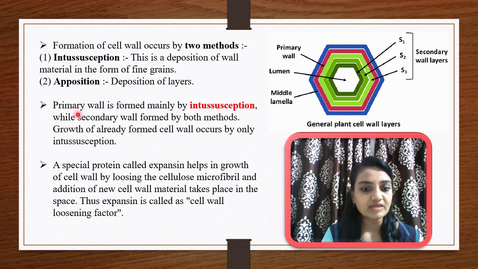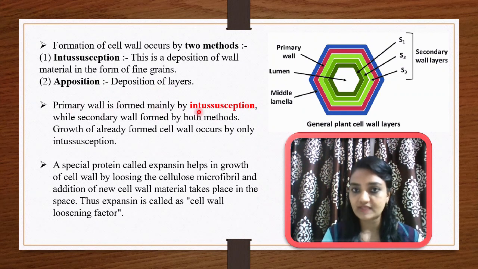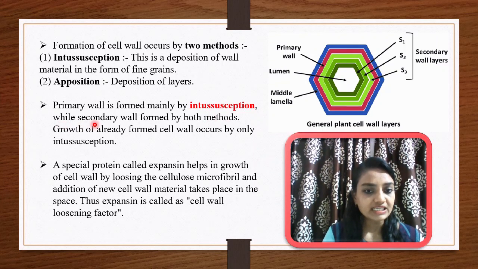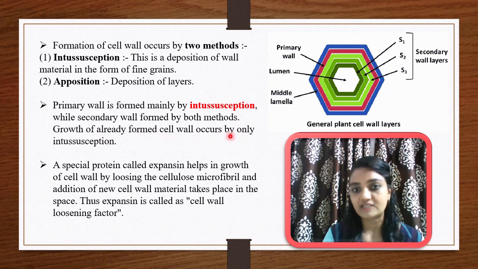So the primary wall is formed mainly by intussusception, meaning by granules. Okay, and the secondary wall is formed by both methods, intussusception and apposition. Growth of an already formed cell wall occurs by only intussusception. Okay, so by this way you can see which type of method will be applicable.